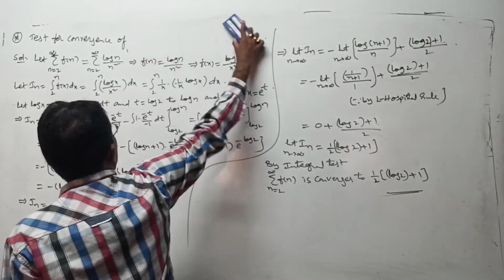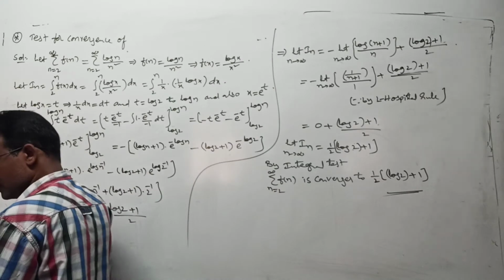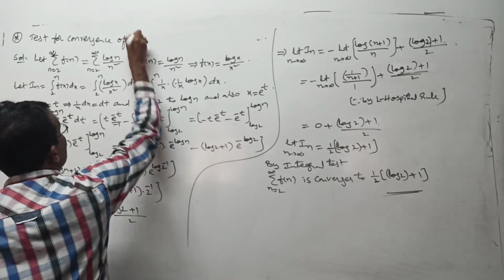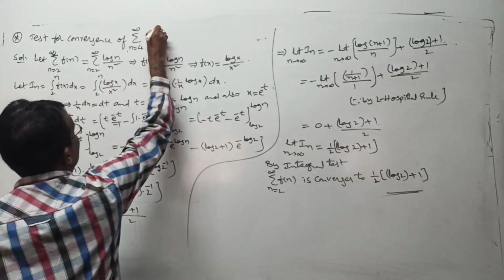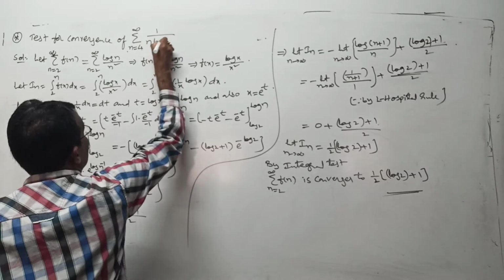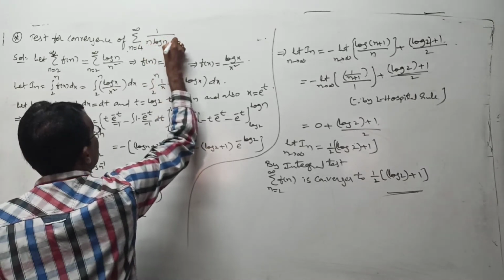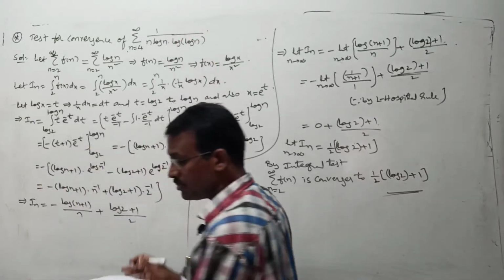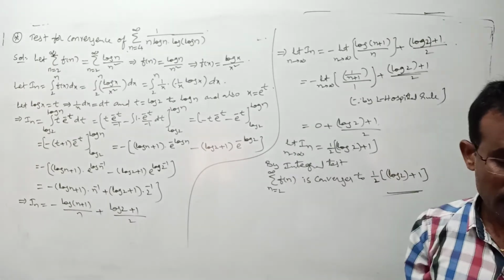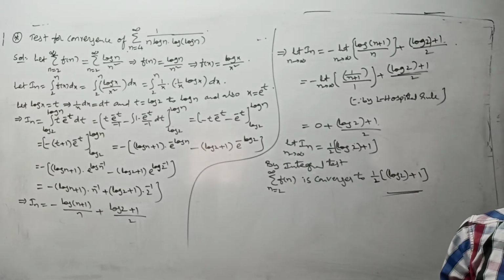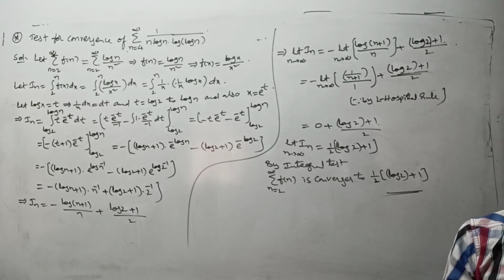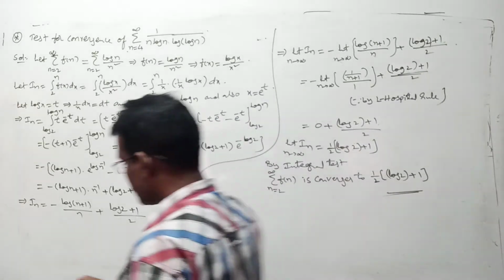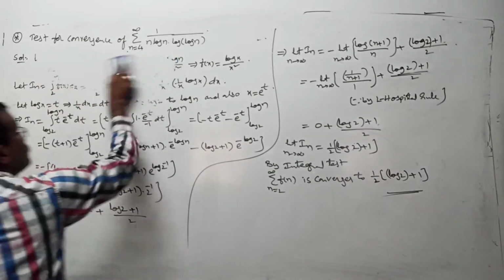Test for convergence of sigma n equal to 4 to infinity 1 by n into log n into log of log n using integral test. Here I am not writing more, but for this question you must compulsorily use the integral test, even if they don't mention the test name. Even if they don't mention the test name, you must use the integral test only, right? Yes, come on to this question.